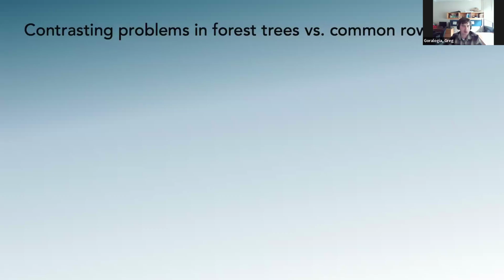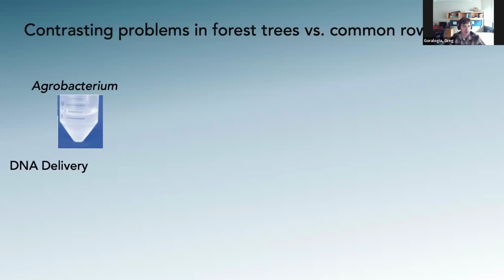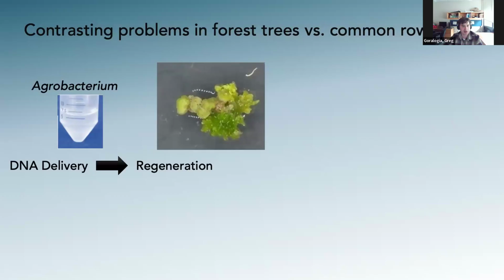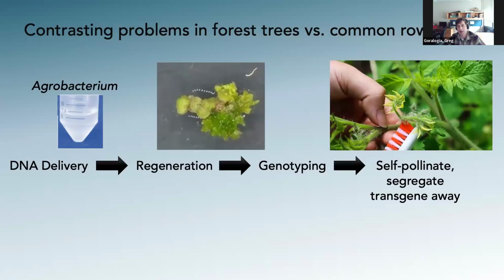So I just thought I would put this here to contrast this with row crops, because sometimes people forget. Typically in a row crop, you might use agro or some other delivery agent, regenerate, figure out what editing you might do, and then self-pollinate to get rid of the transgene, as Juan talked about in the previous talk.